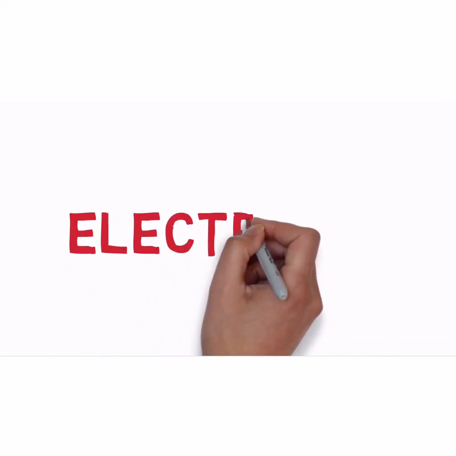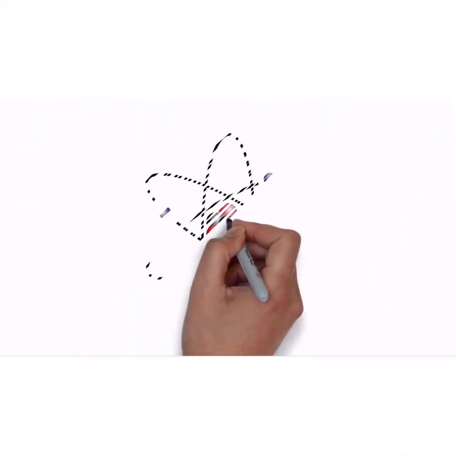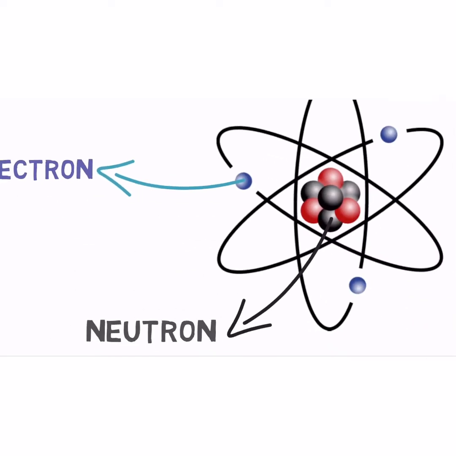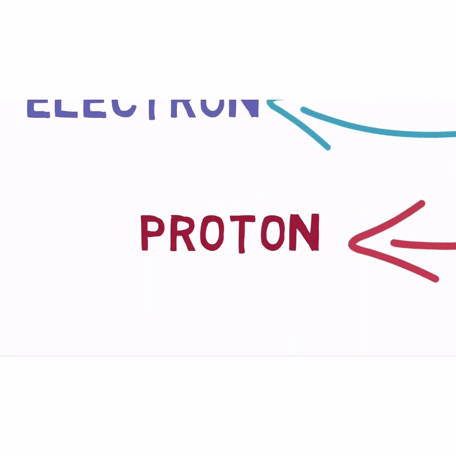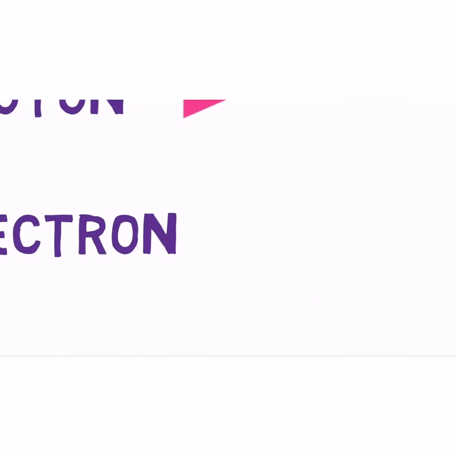Today's video is about electricity. Everything is made of molecules, which are made up of a combination of small particles called atoms. Atoms are made up of three main parts: the neutron, the electron, and the proton. The neutron and the proton are located in the nucleus of the atom, and the electrons are located around the nucleus.